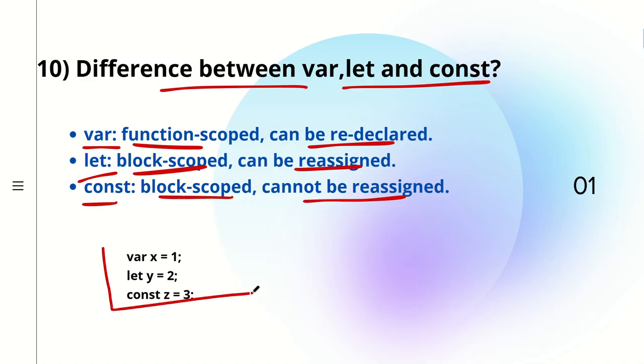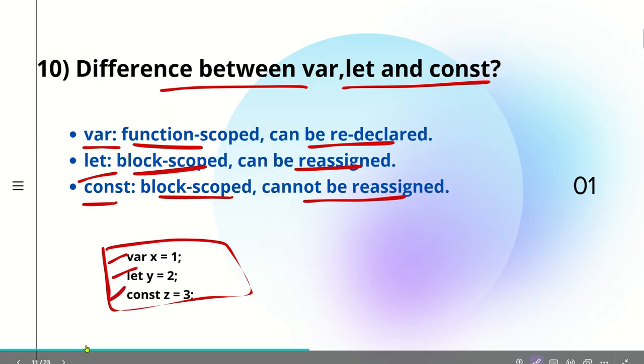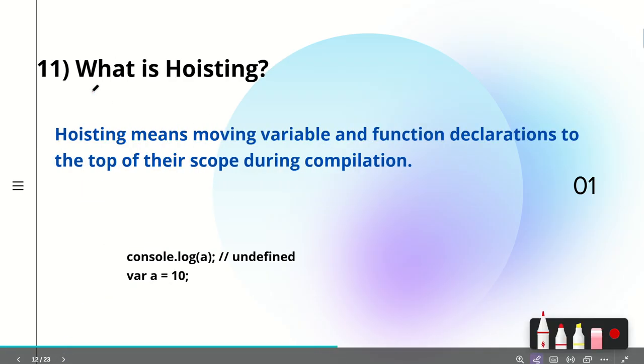So if you have assigned any value to a const variable, then it cannot be reassigned with some other value. As for syntax, you can see here how we declare a variable. Here we have var, let and const. Syntax wise they are the same, it is just the keywords. Now let's see our 11th question, that is, what is hoisting?